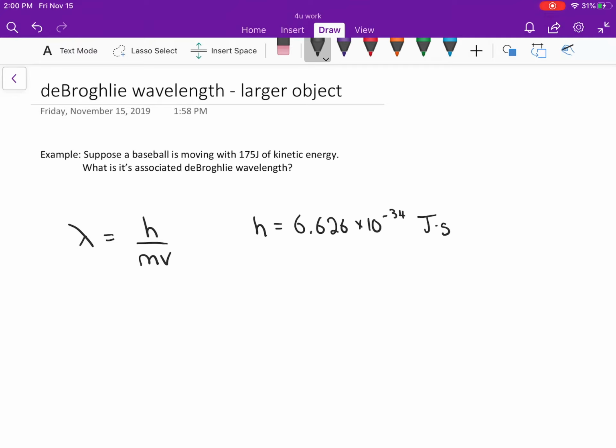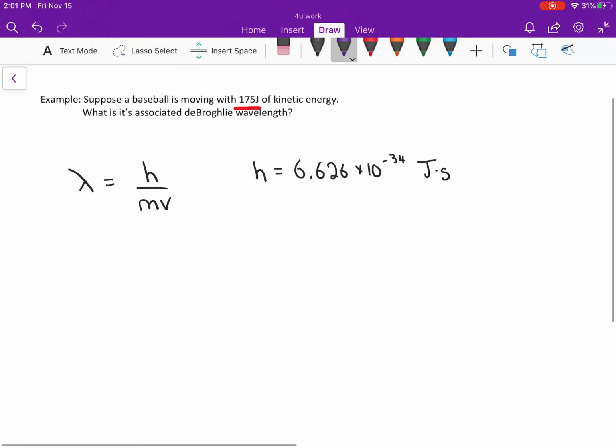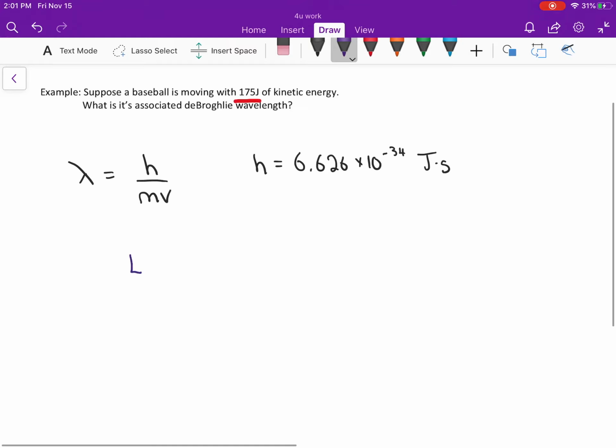For this particular one that I made up, to make it similar to what we've done with electrons, instead of giving you the speed of this larger object, the baseball, I've given you the energy. So our first step will be to deal with that energy. A baseball moving with some kinetic energy, we know kinetic energy is always 1/2 mv squared. We're going to use that to find the speed, and then we can plug the speed into the de Broglie equation to get the actual wavelength.